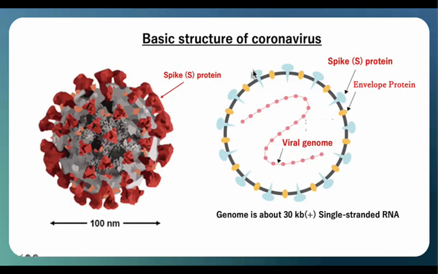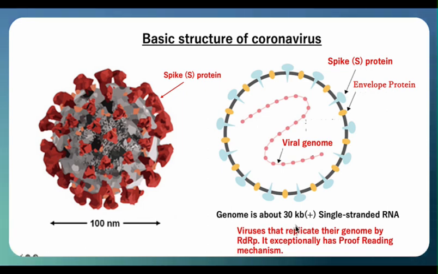Let me explain the basic structure of the coronavirus. This is the appearance of the coronavirus, with spike proteins embedded in the envelope that are involved in specific binding to the host cell. The diameter is around 100 nanometers. Here I show the internal structure. The spike proteins and E proteins are embedded in the envelope. The capsid proteins directly bind to the positive sense single-stranded RNA genome. The size of the genome is around 30 kilobases. This is the basic structure of the coronavirus.